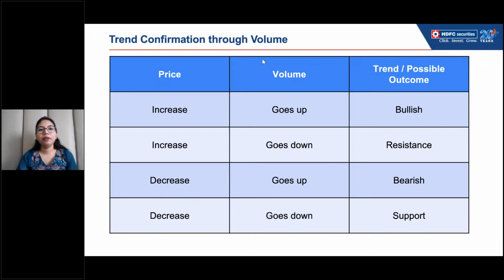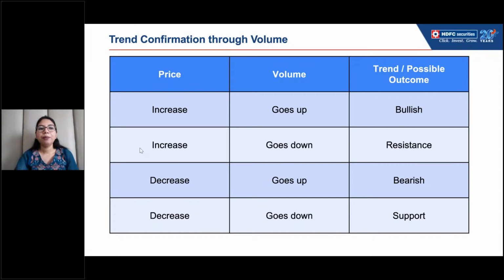So whenever we look at the volume, obviously we have to look at the price as well. Combining price and volume gives 4 categories, each with a particular outcome. Okay, when the price is going upwards, increasing, and the volume is also going up, what does it mean? You get a bullish outcome.